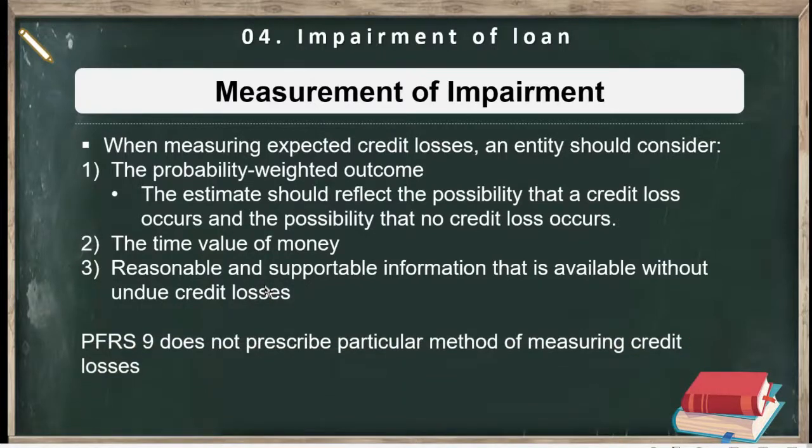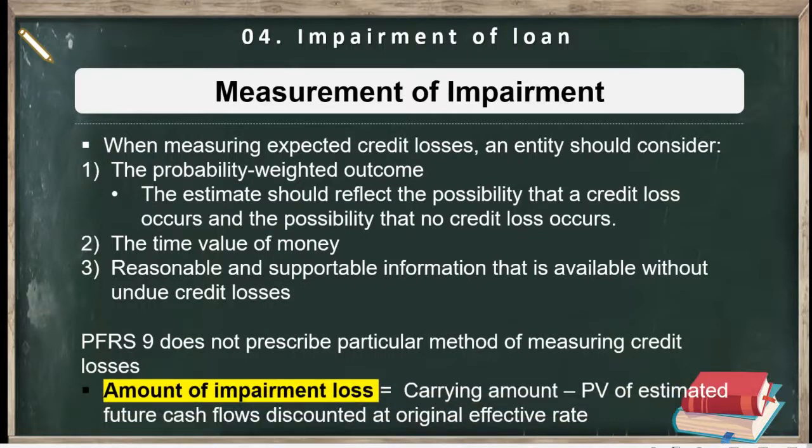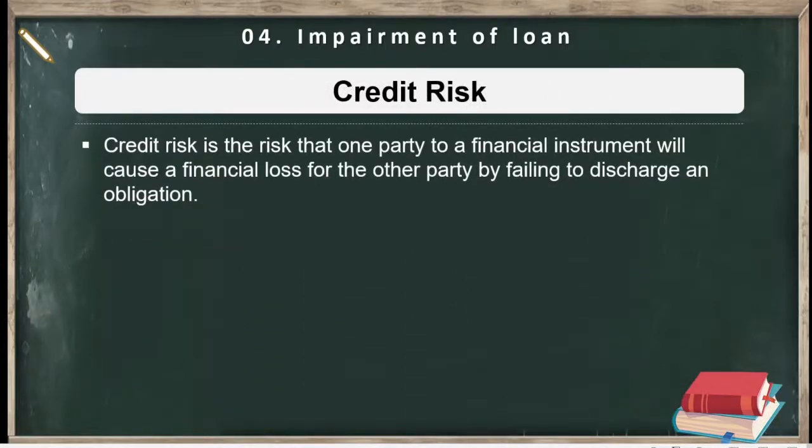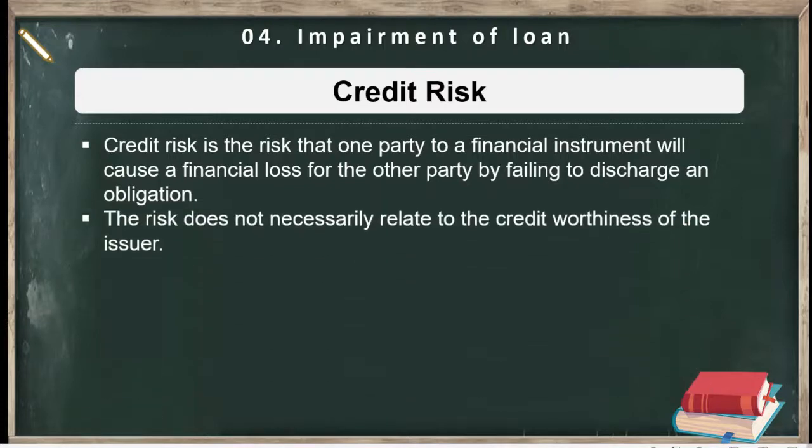So PFRS 9 does not prescribe a particular method of measuring credit losses. And the amount of impairment loss would be equivalent to the carrying amount minus the present value of estimated future cash flows discounted at the original effective rate. Then here, credit risk is defined as the risk that one party to a financial instrument will cause a financial loss for the other party by failing to discharge an obligation.